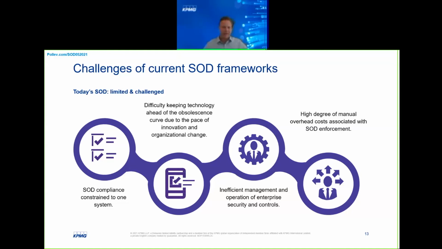So we'll spend a couple of minutes on this slide and talk about some of the challenges we're encountering in our current SOD framework. Regarding the scope of SOD, we continuously see organizations target SOD risk to only one system within their environment. A lot of times that's your ERP, maybe S4 or ECC.